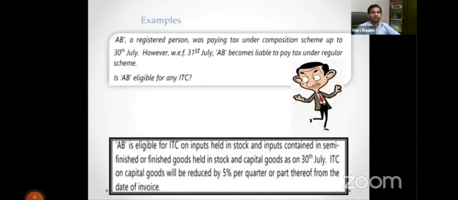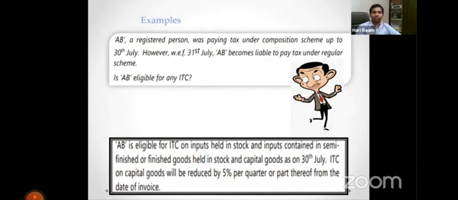Now some examples we can see. This example is regarding section 18. A, B, a registered person, was supplying tax under composition levy up to 30th July. However, with effect from 31st July, A, B becomes liable to pay tax under the regular scheme. Is A, B eligible for any ITC? Yes. As per section 18, till now I am a composition dealer, converting to the regular scheme, I am eligible to take the credit.